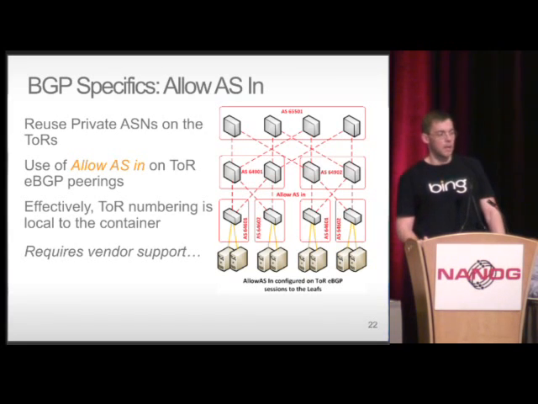So we apply this feature on our ToR switches on the uplink sessions to the leaves, and we reuse the same BGP AS numbers inside the containers. So essentially, let's say in every container with AS numbers 1, 2, 3, 4, and 1, 2, 3, 4 again, and so on and so forth.